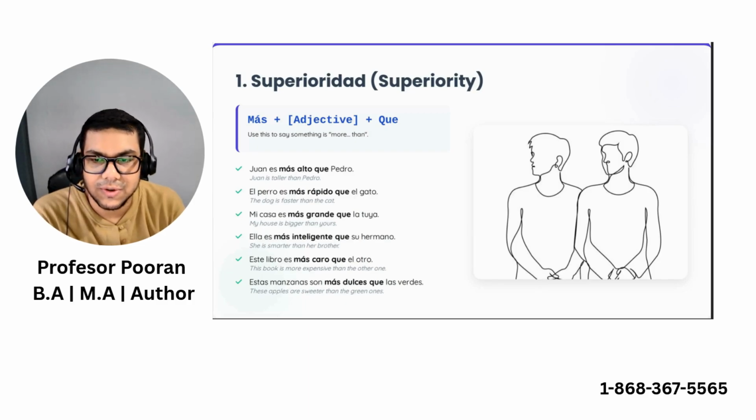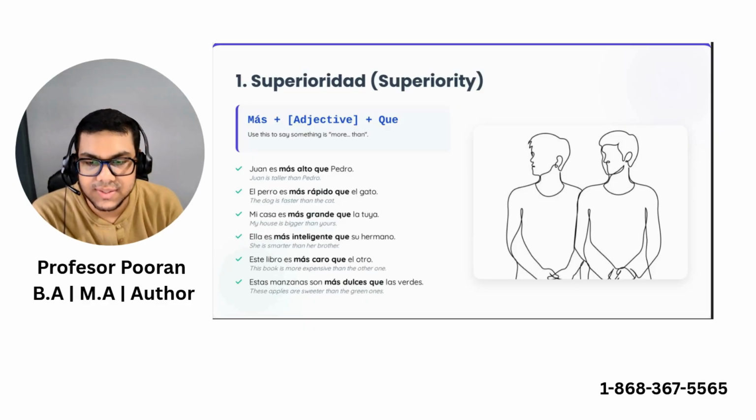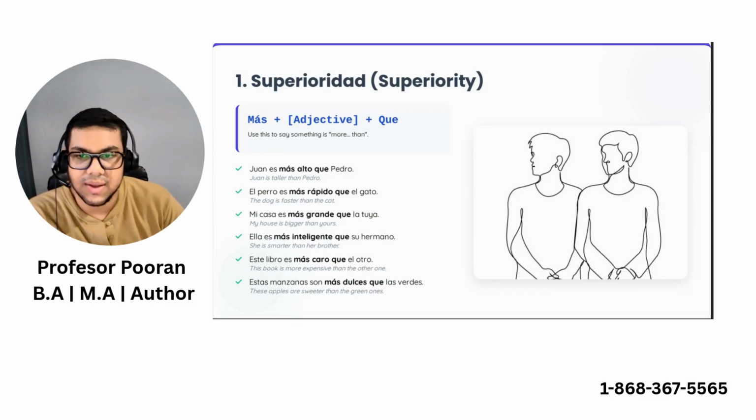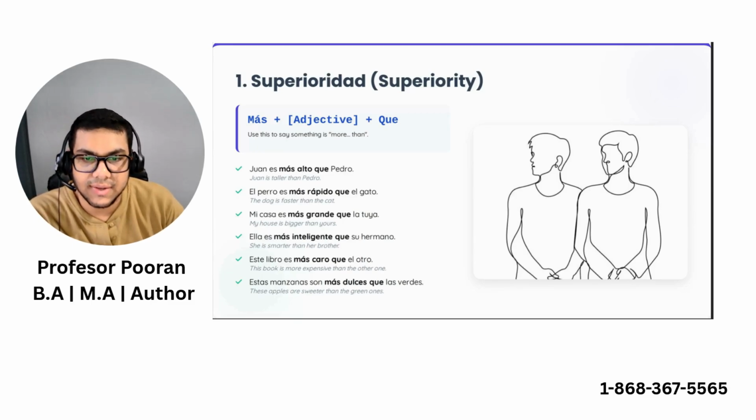Now, if you didn't see it already, you're going to notice that these things agree in gender and number. So Juan, we use alto. El perro, rápido. Now, grande is a neutral adjective, so you're not really seeing a change there for casa. So is inteligente. Libro, caro. But then, perfect example, you're seeing manzanas where it changes to the plural form, dulces. As I show you other examples, you would see how gender and number takes effect.